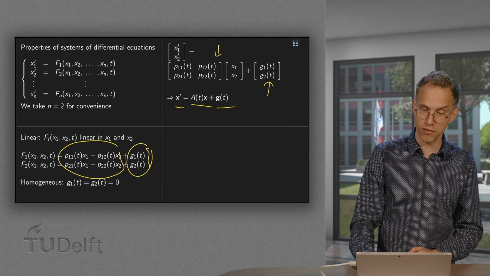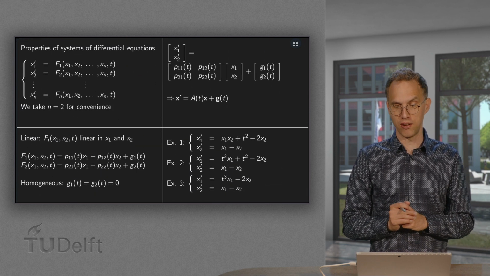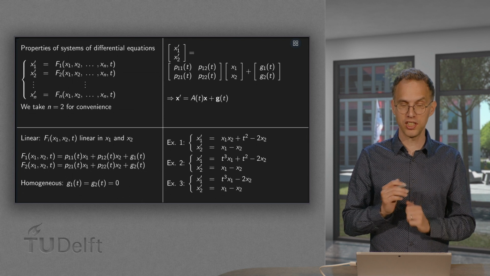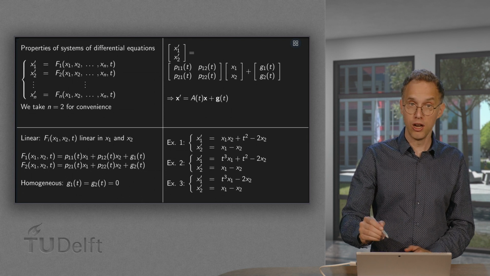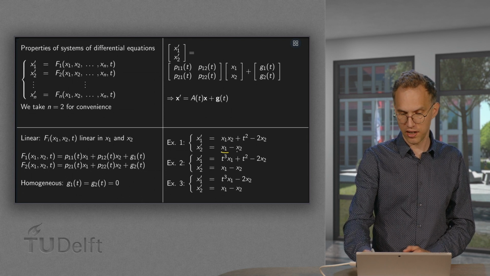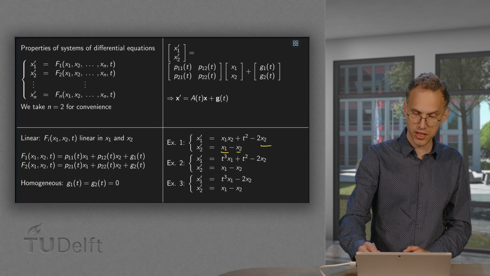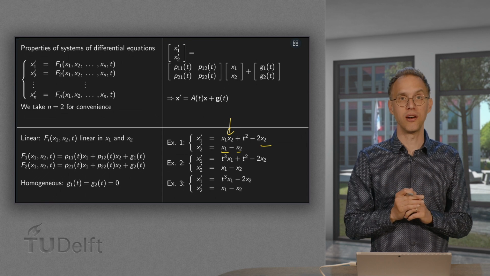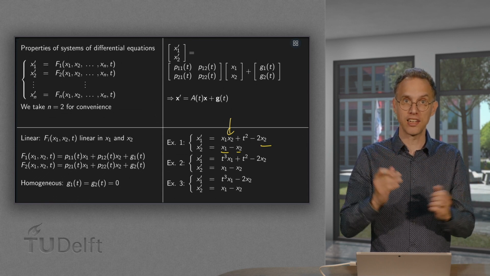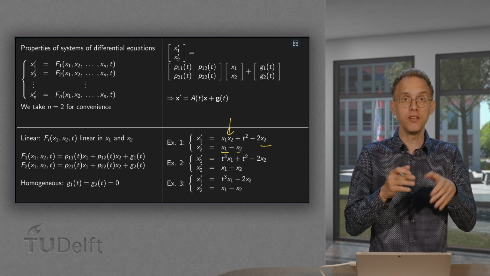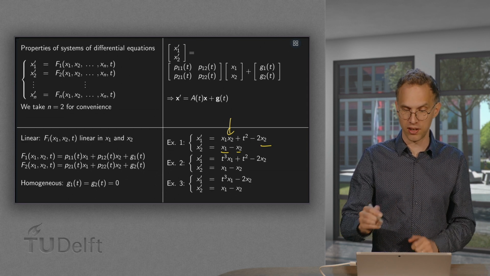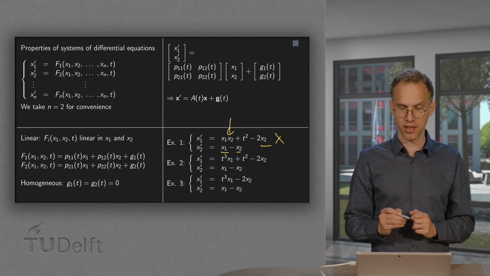So let's look into a few examples. First example: is this first example linear and homogeneous? Well, it looks linear. This one is linear, linear, linear. However, this part here is x1 times x2. So that's not allowed. You have to be linear in x1 and x2, so a function of t multiplying x1, for example. You cannot do x2 times x1. So this one is not linear.